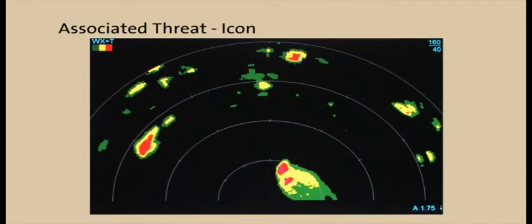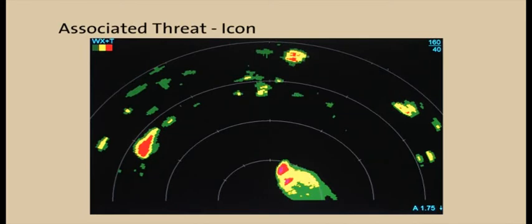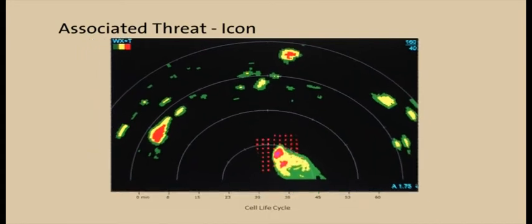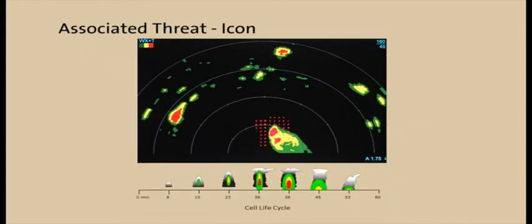There will be occasions where the associated threat icon appears suddenly. Notice this cell and the mature cell icon that appears as the aircraft approaches it. Remember that the total life cycle of a cell is about an hour, and for rapidly growing cells, the transition from the cumulus stage to the mature stage can happen in a matter of minutes. When the cell reaches the mature cell threshold, the icon is displayed.